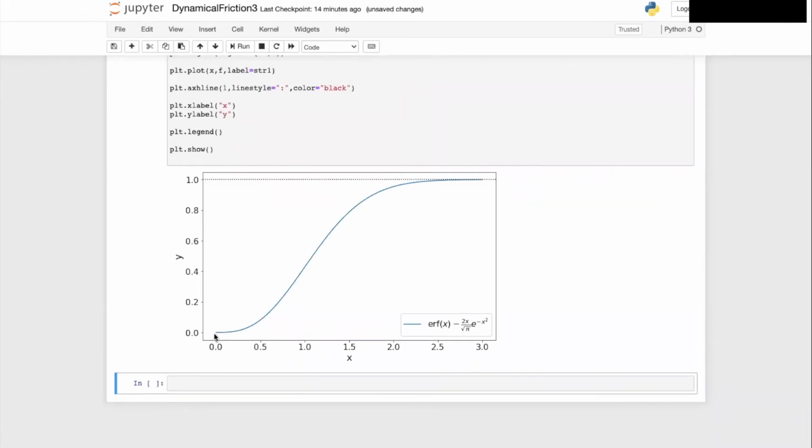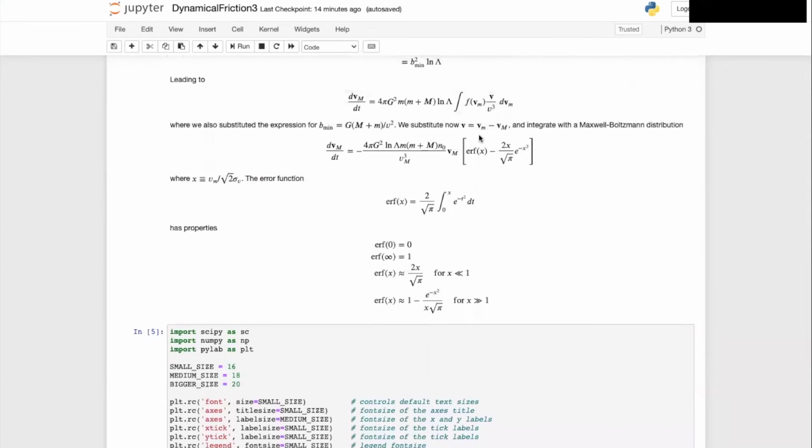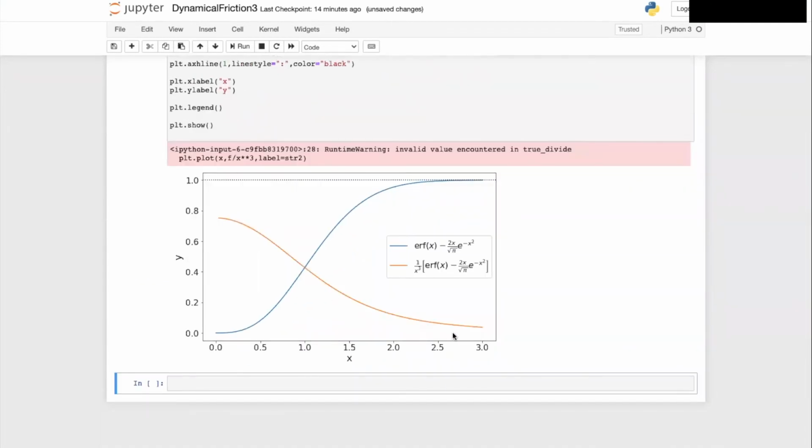As I said, at 0 it is equal to 0, and x going to infinity it is equal to 1. And most of the values that we are interested in are between this range here from 0 to 3. But the function as we have it is actually this expression divided by v cubed. So let's see how this behaves if we divide this by x cubed. Now that's the function that appears in the drag force. It quickly goes to 0 at large x because of this 1 over x cubed.